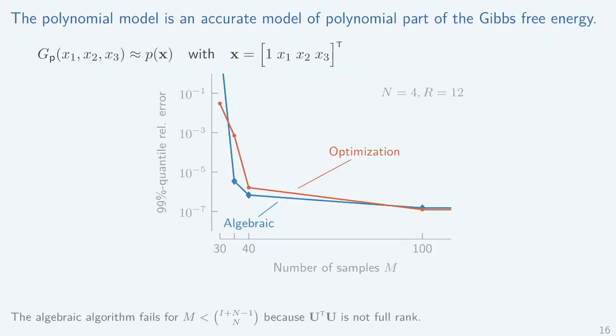To test our model, we use it to approximate the Gibbs free energy of a metal alloy. We see that both the models computed with the optimization-based and algebraic algorithm accurately approximate this data, while only requiring very few samples of the training data.